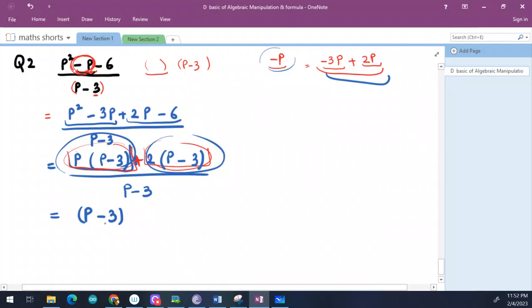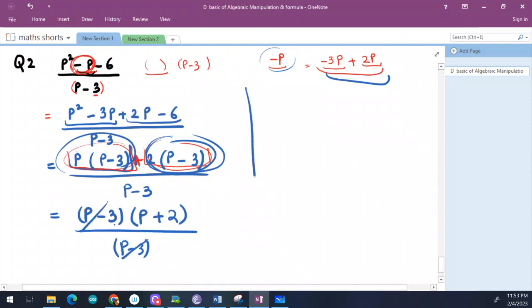When we take p minus 3 common, what will remain in this term? P will remain in this term, and the plus sign. And in this term, what is left? P minus 3 becomes common, and 2 is left here. So this is the way. Here is p minus 3, we put a bracket here. You can see this will be cancelled and only p plus 2 will remain. P plus 2. This is the answer. I don't know if you get my point or not.